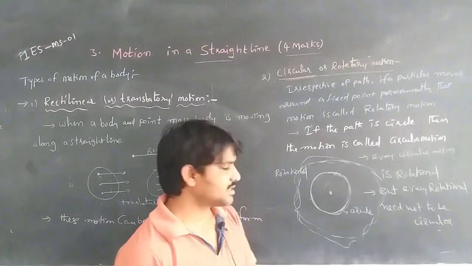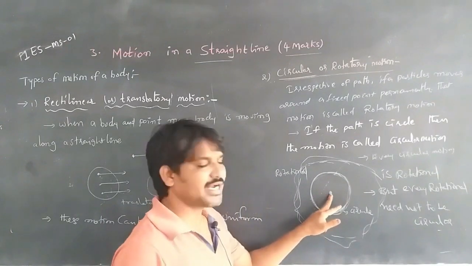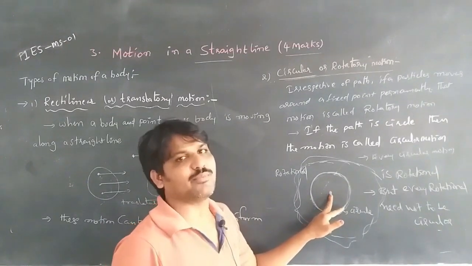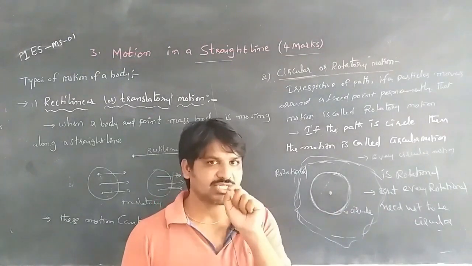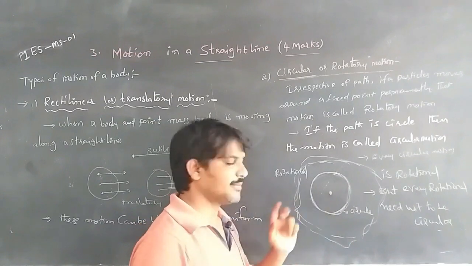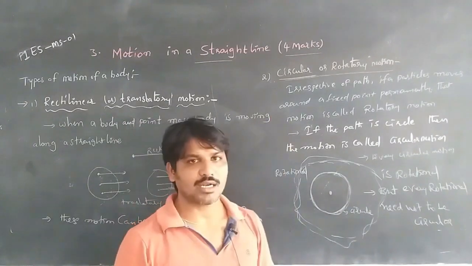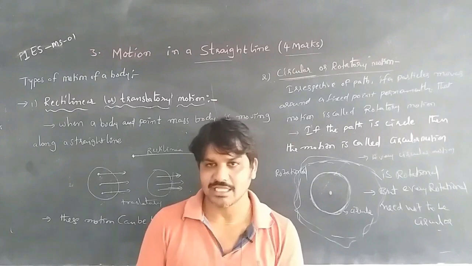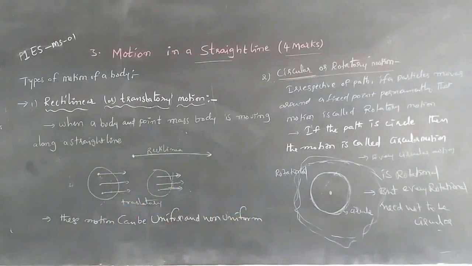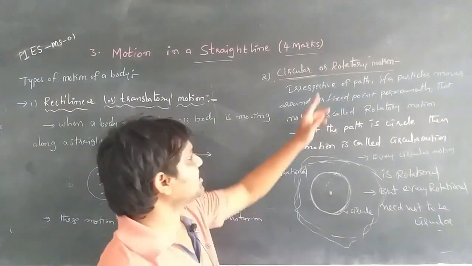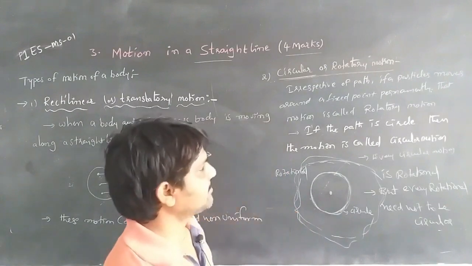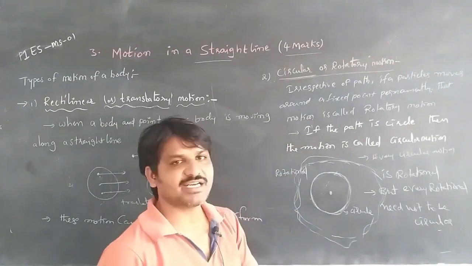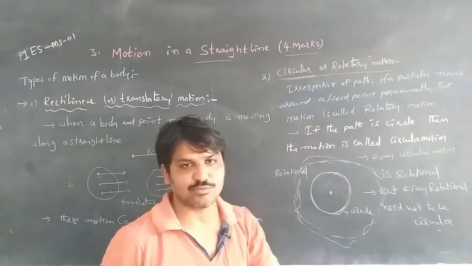When a body is moving, the point around which the body is moving is called the axis of rotation. This is about circular or rotational motion. Once again, circular or rotational motion means, irrespective of path, if an object or particle moves around a fixed point permanently, that motion is called rotatory motion.